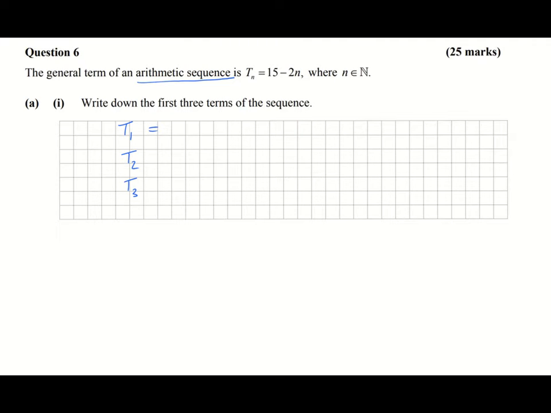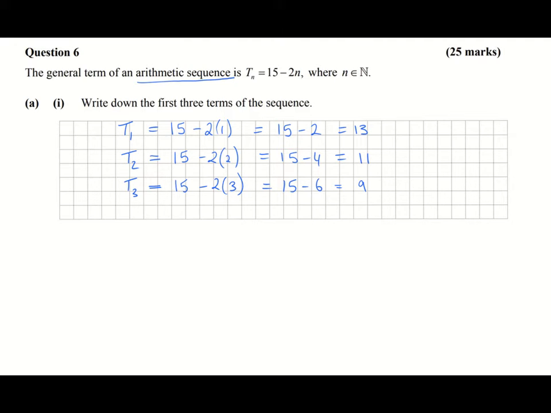As you can see, I've put 1 there instead of n. So in the formula, I am going to write 1 instead of n. So I have 15 minus 2 by 1, which is 15 minus 2, which is 13. For T2, I have 15 minus 2 by 2, which is 15 minus 4, which is equal to 11. And T3 then is 15 minus 2 by 3, which is 15 minus 6, which is 9.